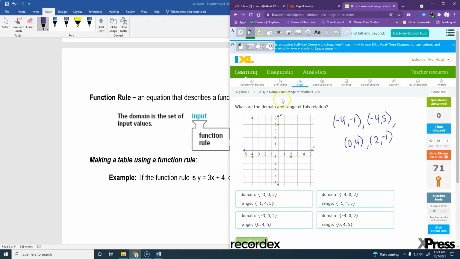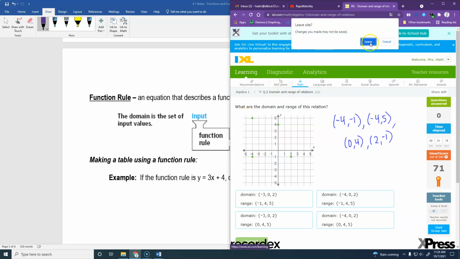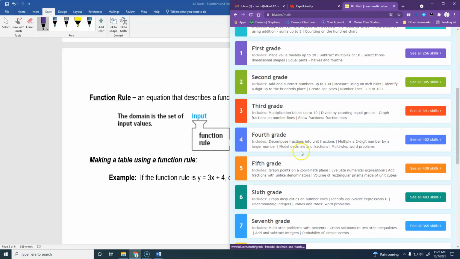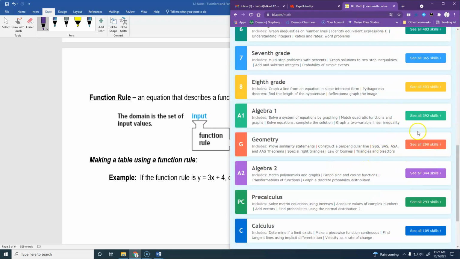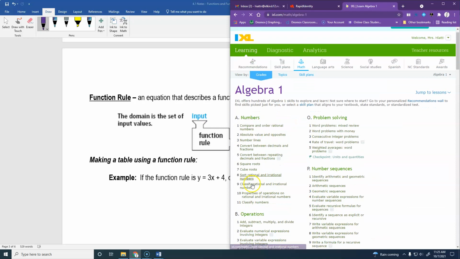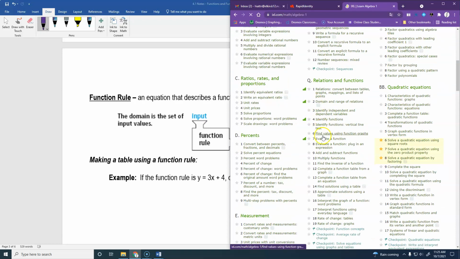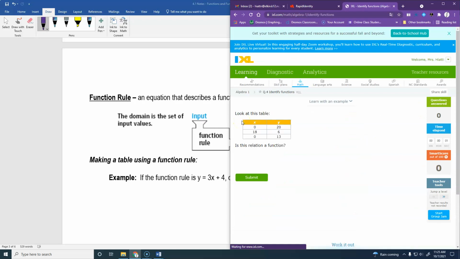And that's the types of problems you'll see. Some of them will already be listed out coordinates. Some of them you'll have to pull it from the graph. Then you will also see on that second part, for Q4, you're going to look at the table and identify if it is a function or not. Is this a function?